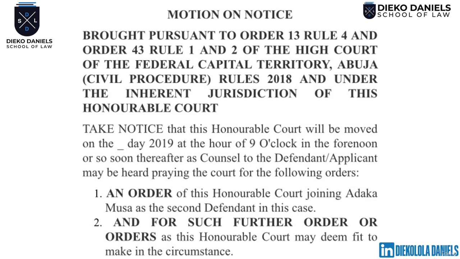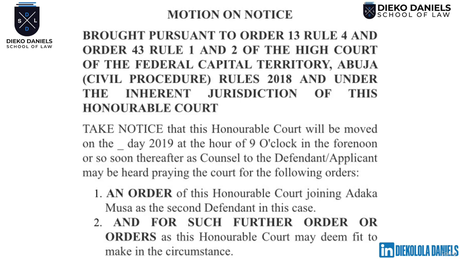Please don't forget it. Please, you don't join him and say first defendant, second defendant. No, he has not been added as the second defendant yet, so you cannot say second defendant. What you will now say is claimant, then defendant, then party sought to be joined. And you must put "and" between them. Do you understand that? So your order will now say an order of this honorable court joining Adaka Musa as the second defendant. Do you understand that?